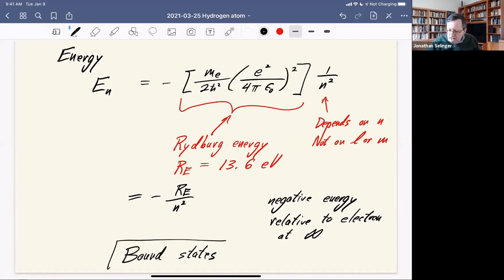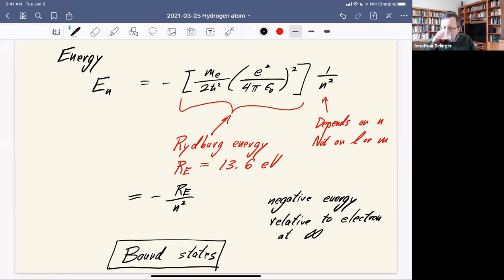Like the bound state that we found for the particle in a delta function potential, right? There are states where the electron is bound to be close to the proton in the atom. And so the energy is less than if the electron were infinitely far away.